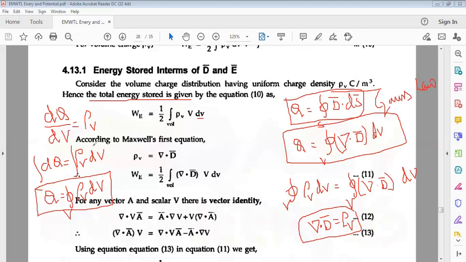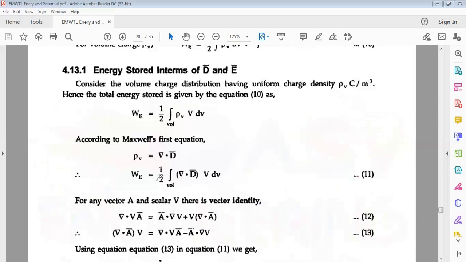Got it, my students. Now I am using the Maxwell's first equation: rho v = del dot D bar. Substituting for rho v, W = 1/2 the volume integral of del dot D bar times V dv. Here, one property you have to know, a vector identity: del dot (V A bar) = A bar dot del V + V del dot A bar.